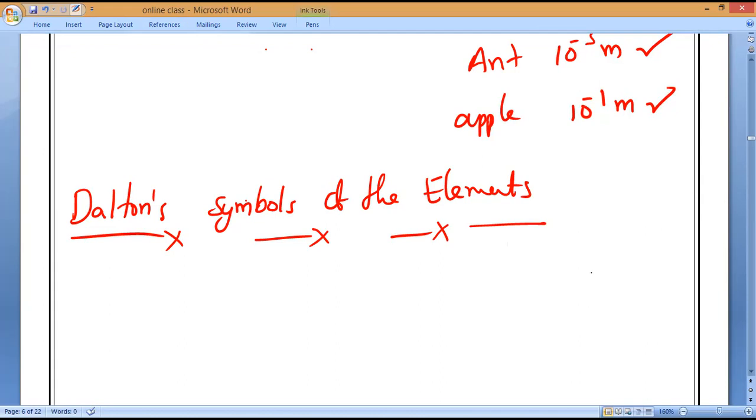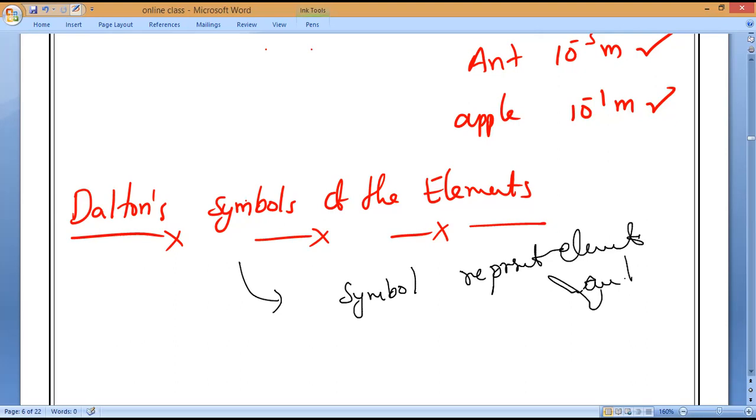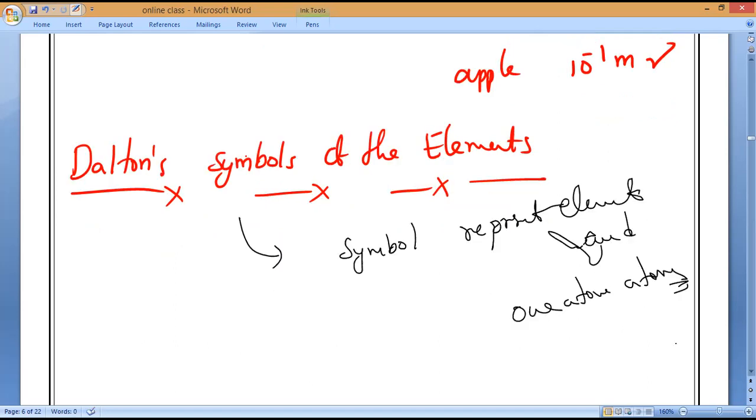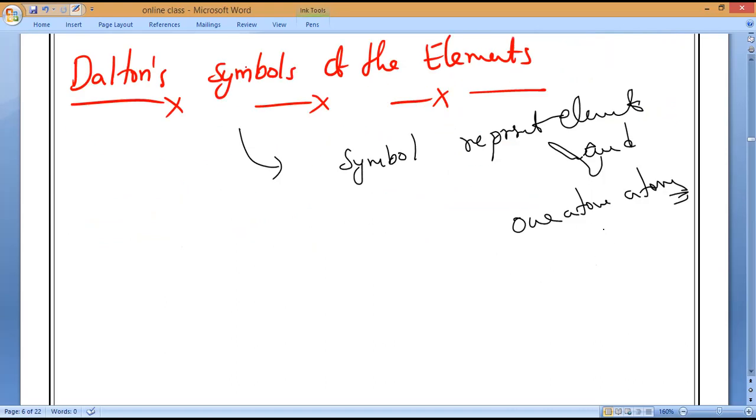Now these symbols used by Mr. John Dalton represent the element as well as one atom of the element. So what will a symbol represent, guys? A symbol represents the element and as well as what, Mithakshri? One atom of the element. That is what you have to remember, all of you. Are you clear, everyone? The Dalton symbol represents the element as well as one atom of the element.